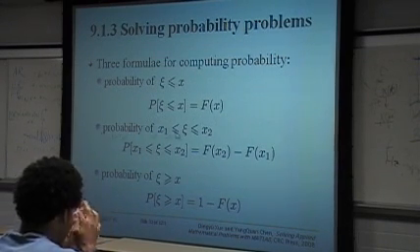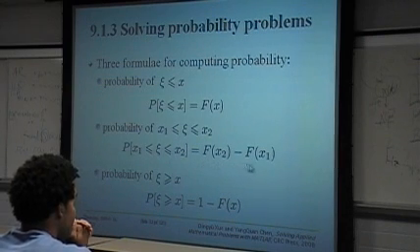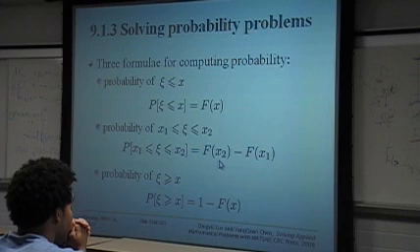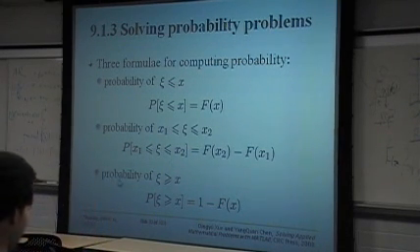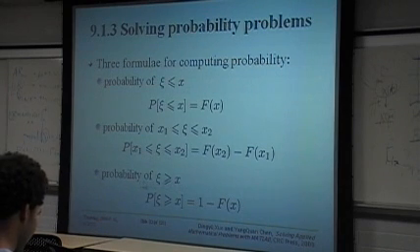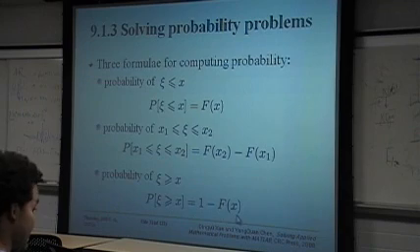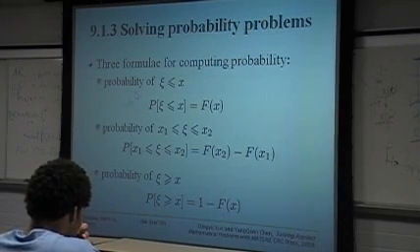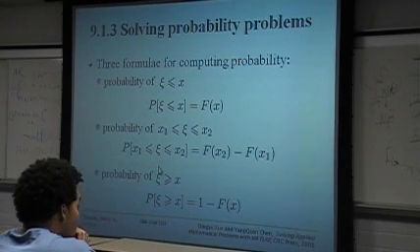And for an event like this, the probability can be obtained by the difference of two cumulative distribution functions. And for a probability like this, we can easily find the result as 1 minus the distribution function. So this is the theory. How can we use this theory to solve certain problems?